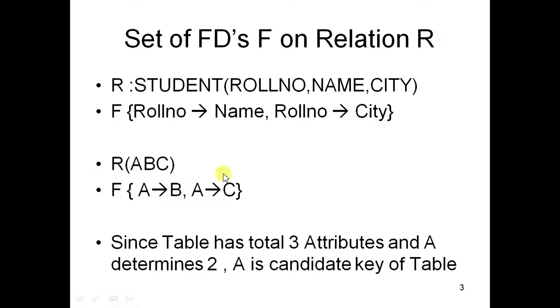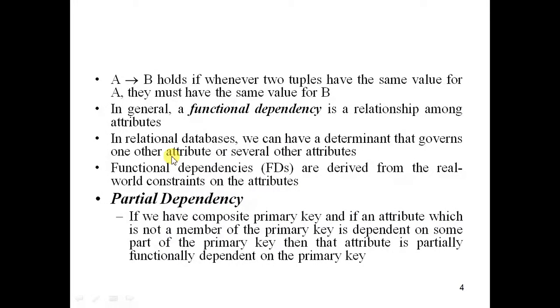And usually one more thing I would like to highlight. Usually you will not find an attribute with the name F, because usually F is reserved for the set of FDs. There is no hard and fast rule, but in general it will be like this. So what does capital F represent? It represents the set of FDs which are implied on this relation R. A determines B holds whenever two tuples have the same value for A.